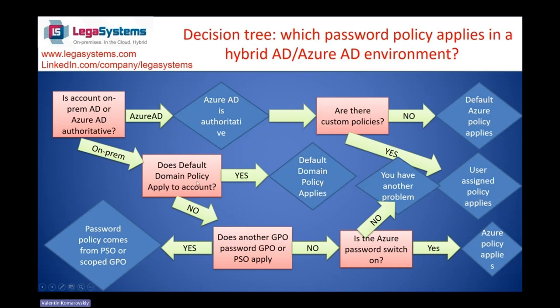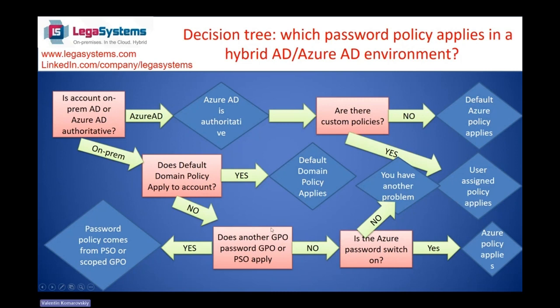But if the default domain policy doesn't apply, then you want to see if there is another group policy in the domain that applies to that user that has password policy elements in it. Sometimes admins will create a group policy and drag a user object into that policy, or link it to an OU where they are, to get another password policy to apply to them. So you want to see if there is another group policy that applies to that account.